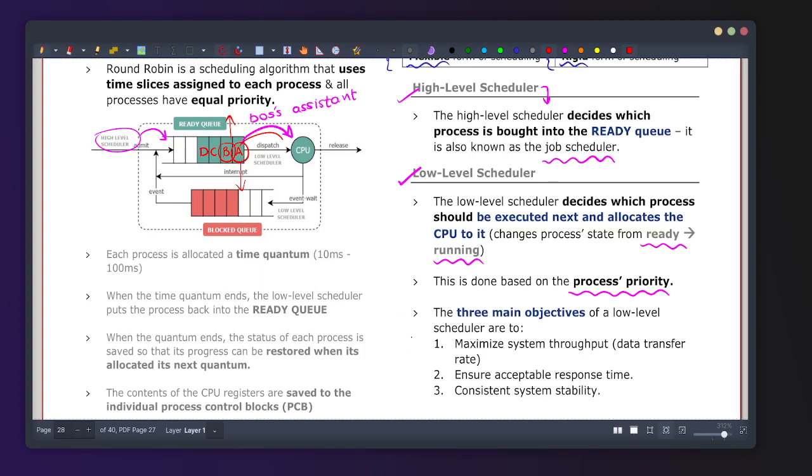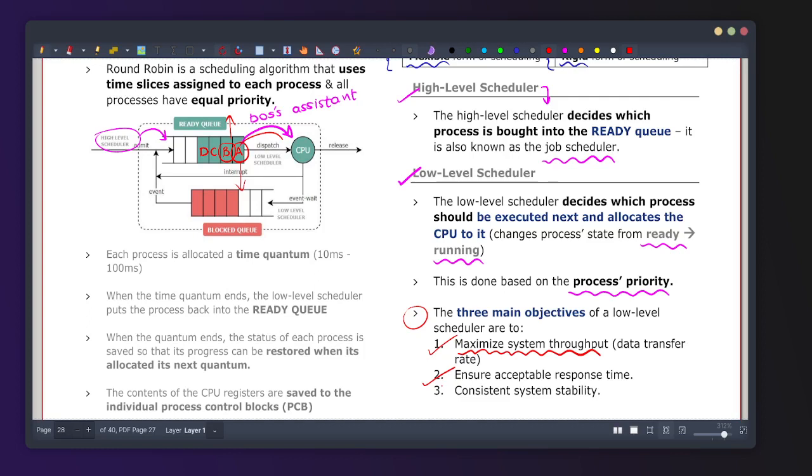And basically, the low-level scheduler has 3 main objectives. Its objectives are to maximize system throughput, basically make the system operate in the most efficient and fastest manner, and ensure acceptable response time. That means the scheduler's job is, if you press the left mouse button on your mouse, it shouldn't take 2 or 3 seconds for the response to be received. If you press a button on the computer, you should hopefully get back the response immediately, right?